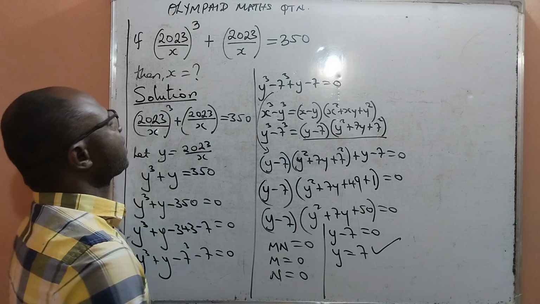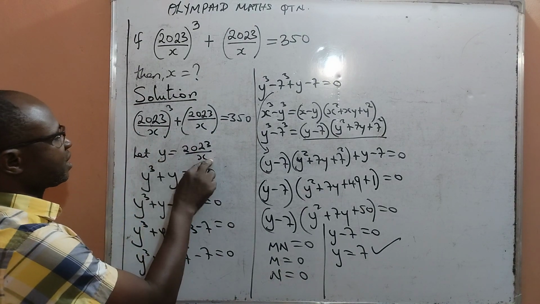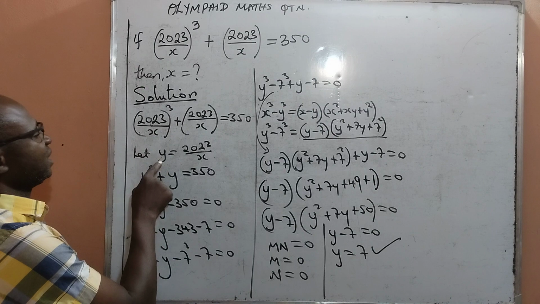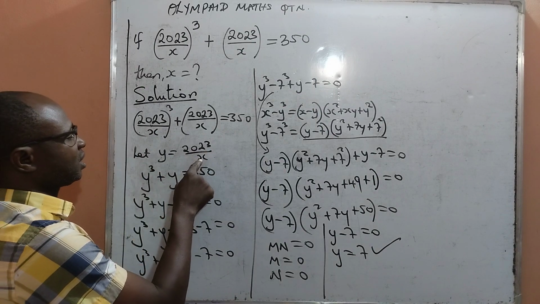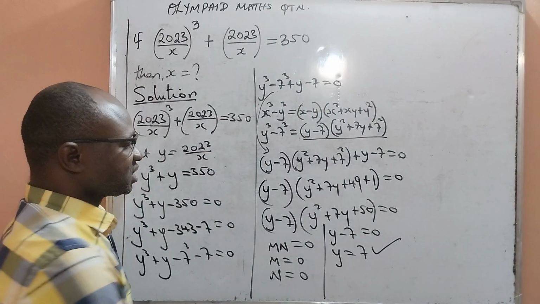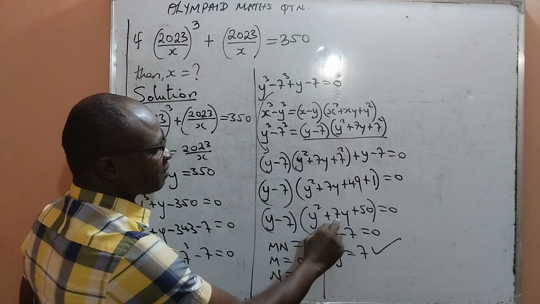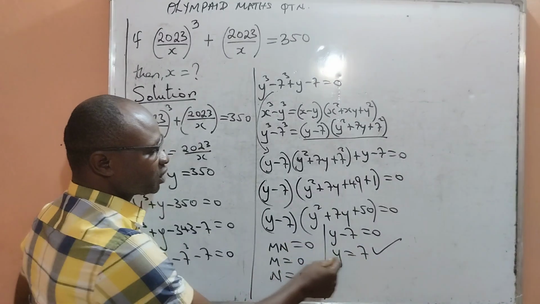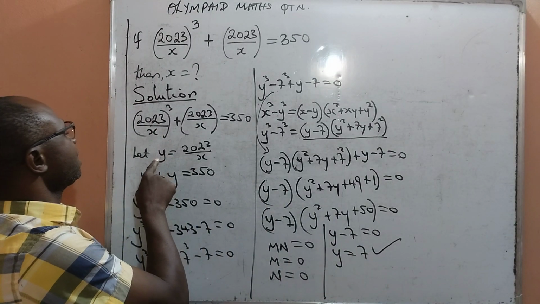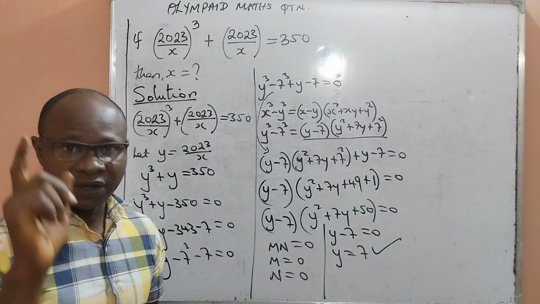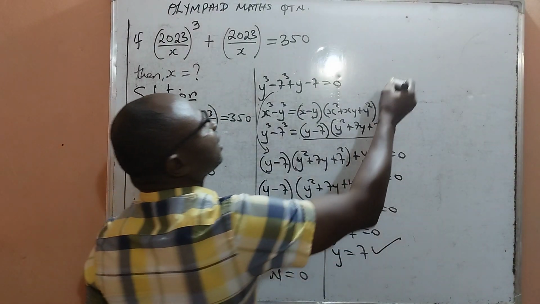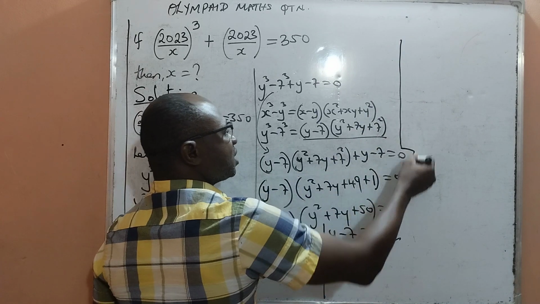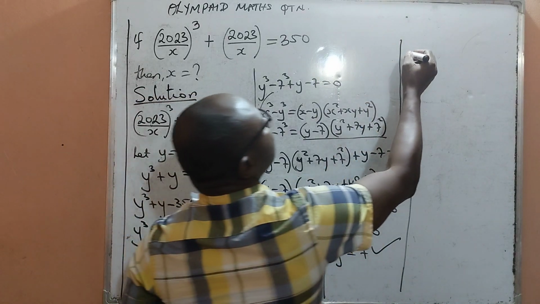So I have gotten the first value of y from here, okay? You know, I let y be equal to 2023 over x. What it means is that after finding for the second bracket, I will now substitute the value of y equal to 7 here to get the actual value of x. Alright, in the second instance, let us look at this.